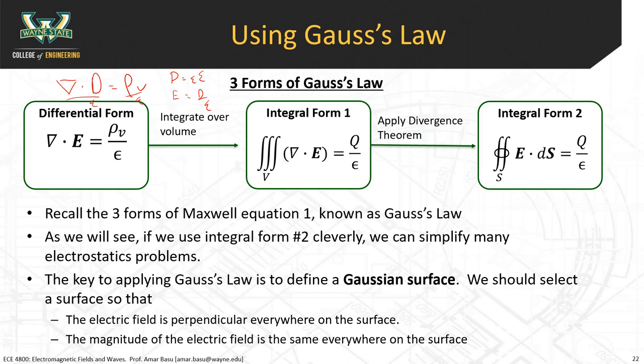There's the differential form, and then there's the integral form. The differential form is shown here, and this is a Maxwell equation. If you take the integral of both sides of the equation, then you get the integral form. So you get integral form 1, integral form 2.